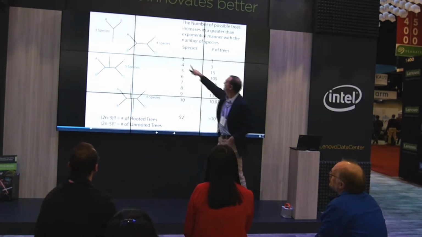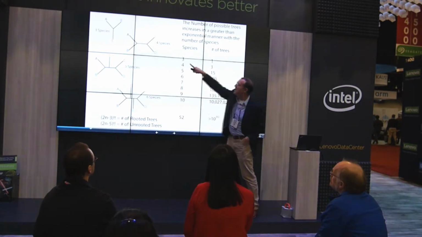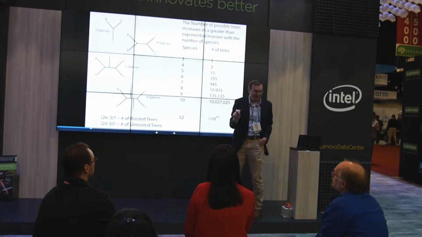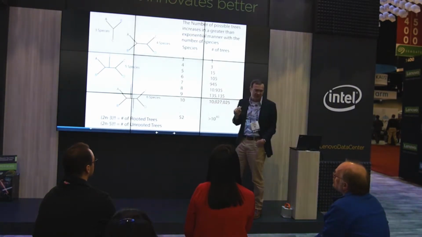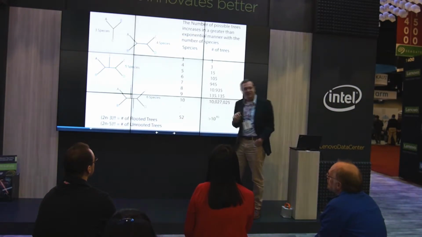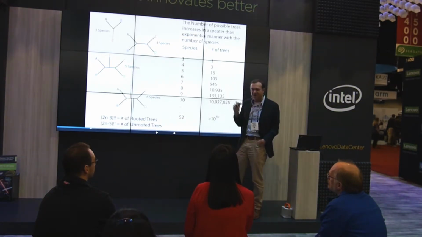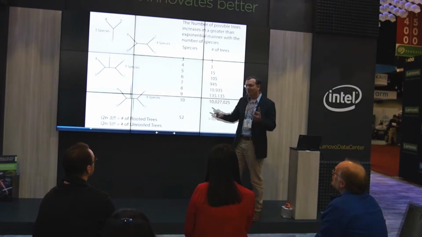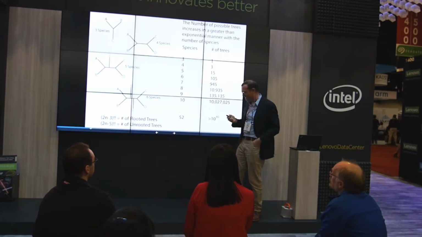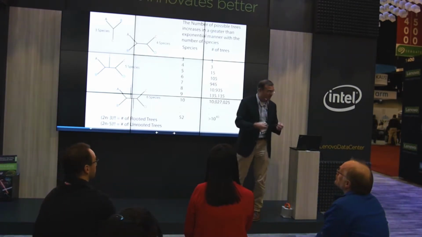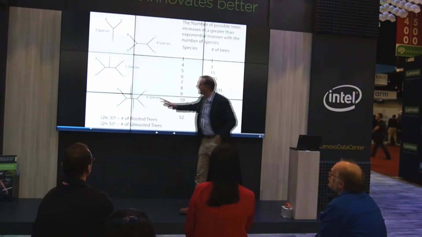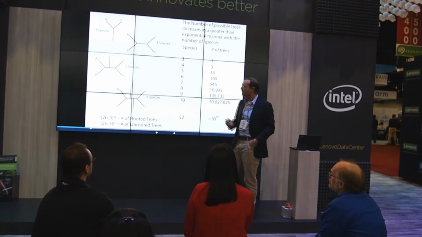For example, for a tree with only 3 species, there's only one possible tree we could construct. But for 4, it jumps to 3. If we go to 8, there are 10,000 possible solutions. Jump to 10, there's over 10 million. When you get to over 52, there's 10 to the 80th possible tree solutions that have to be explored. So high-performance computing is absolutely necessary to explore tree space and implement an optimality criterion to figure out what tree best fits the data that we've collected.